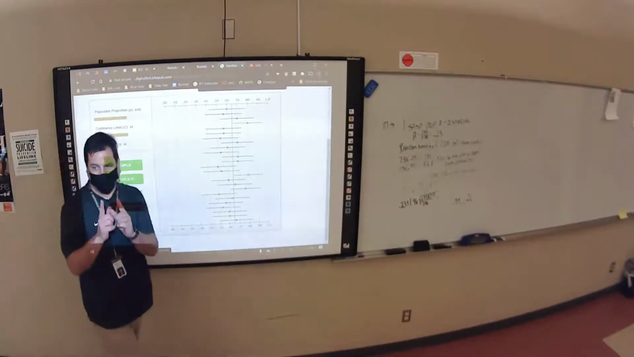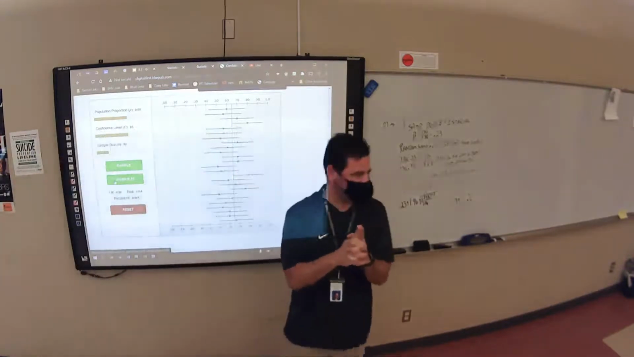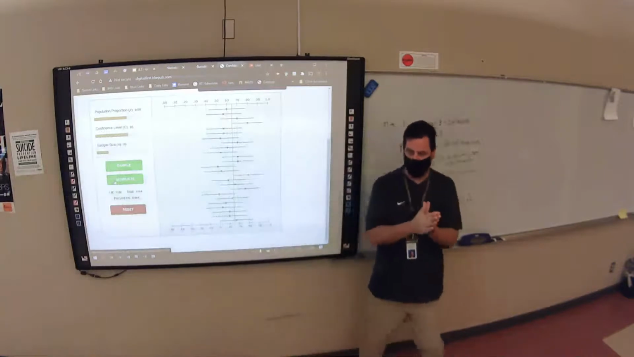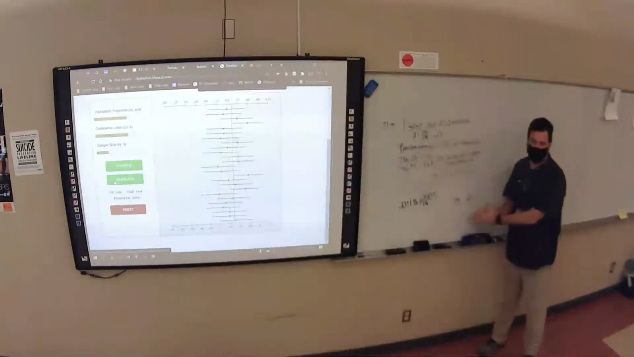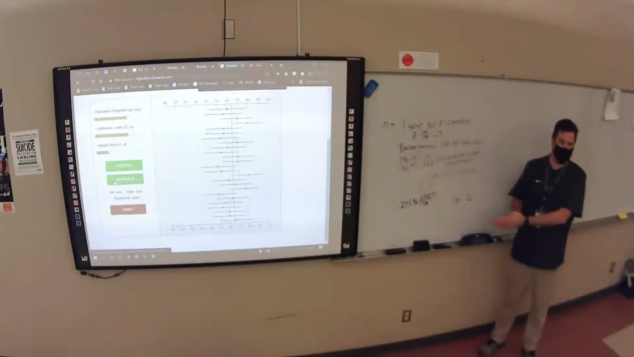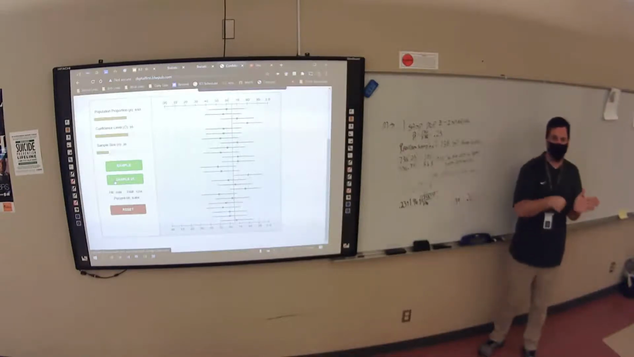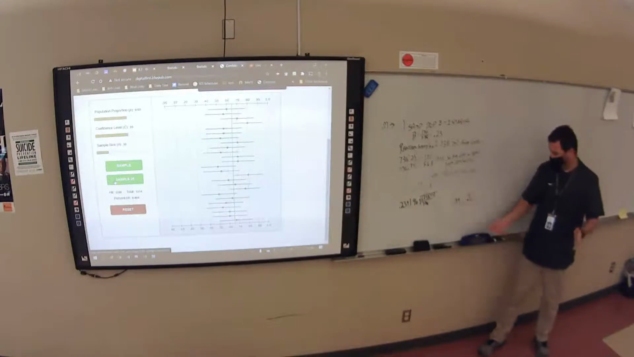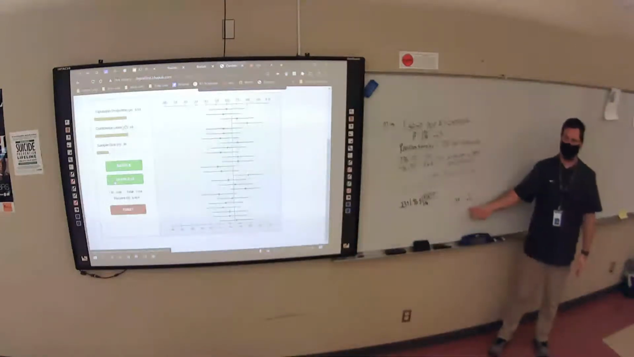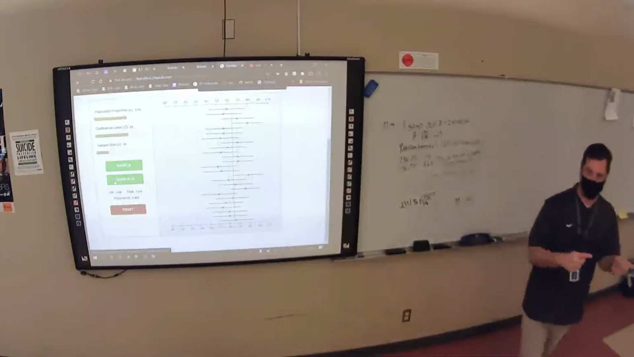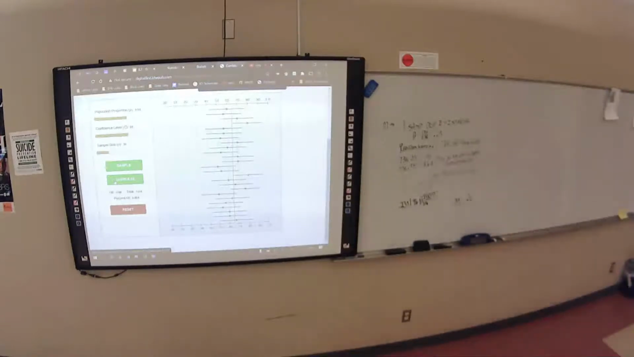Okay, again, that is the most common mistake on this stuff, thinking that there's a 95% chance that it's in there. It has nothing to do with that. It's either in there or it's not in there. If I did this over and over again, I'd have a bunch of these intervals. 95% of the intervals will contain the population proportion. Okay?